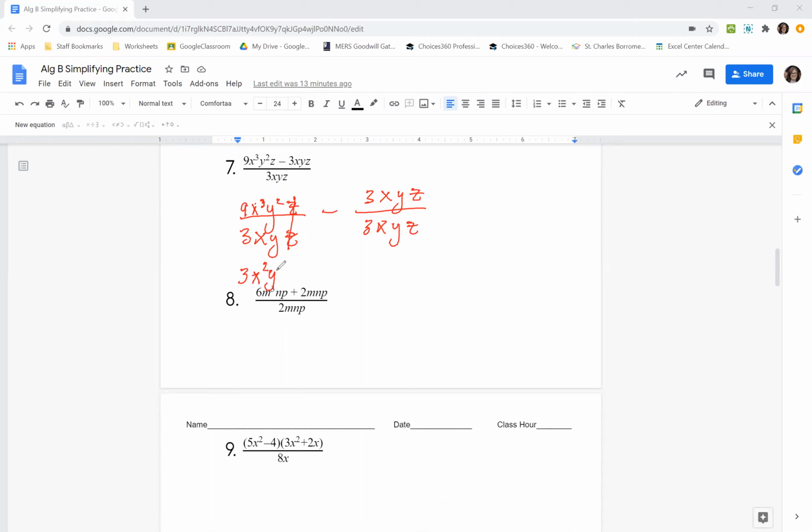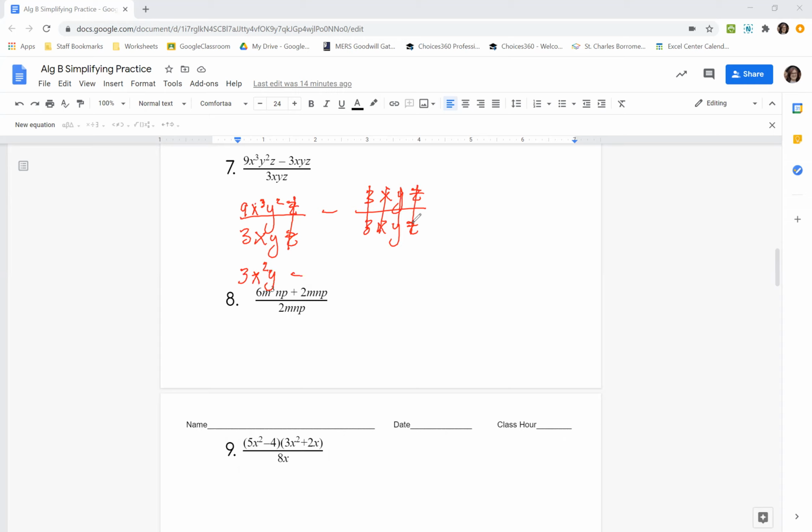And 1 times all of this stuff down here is still 3x squared y, so I'm not going to write that. Now, minus. Well, 3 divided by 3 is 1. X divided by x is 1. Y divided by y is 1. And z divided by z is 1. So it's really important that we understand, guys, that we have several factors of 1 on this term, okay? In fact, everything simplifies to a factor of 1, 3 divided by 3, x divided by x, and so on.